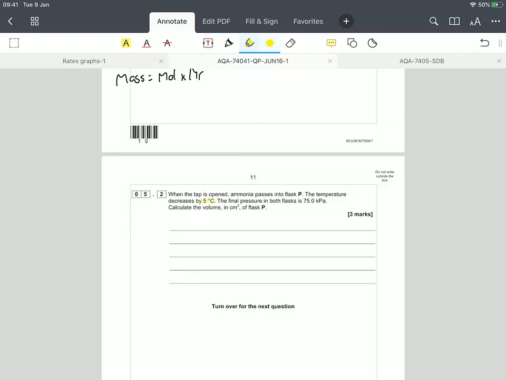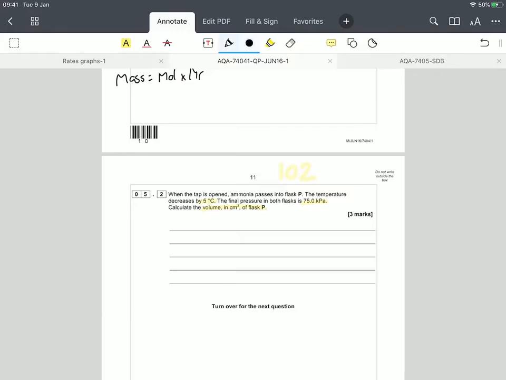The final pressure in both flasks is 75 kilopascals. Just to be clear, that's down from 102 kilopascals. That makes perfect sense because the volume has increased. The total volume that the gas is occupying has gone up, and pressure and volume have an inverse relationship. So the bigger the volume, the lower the pressure. So the pressure has lowered. That makes sense. Calculate the volume in centimeters cubed of flask P.